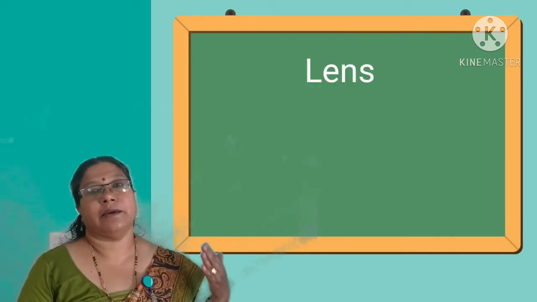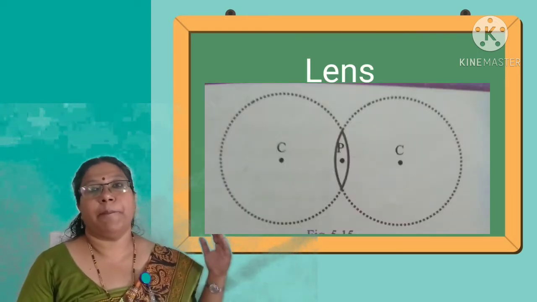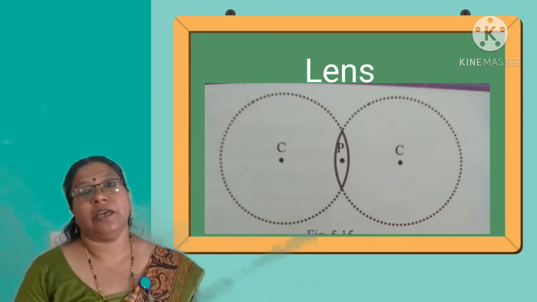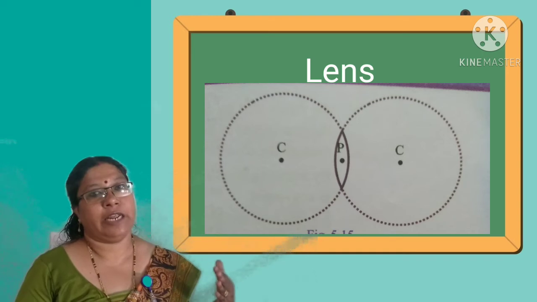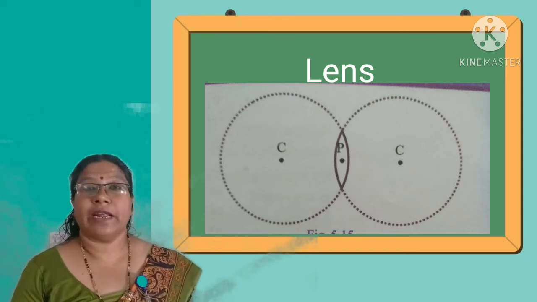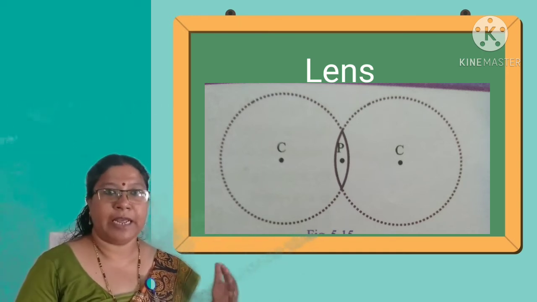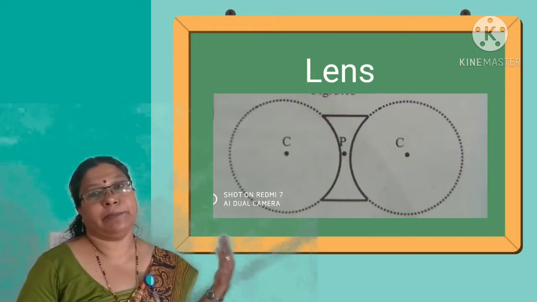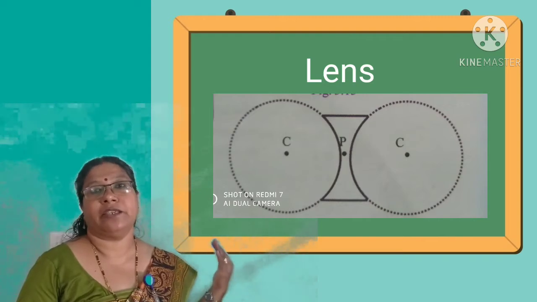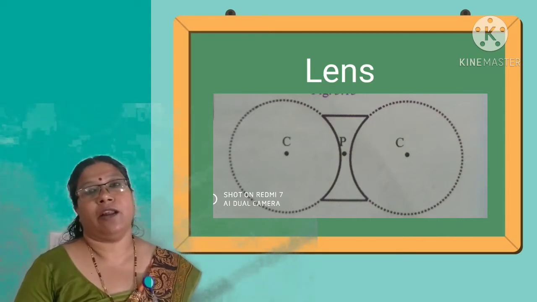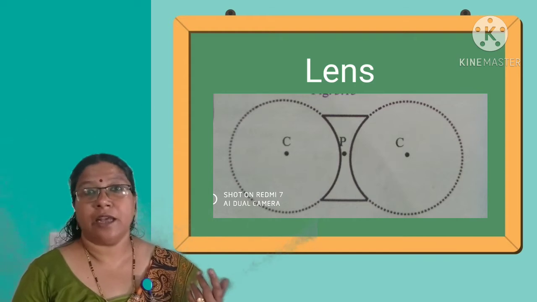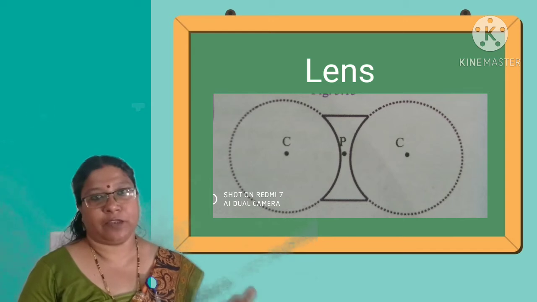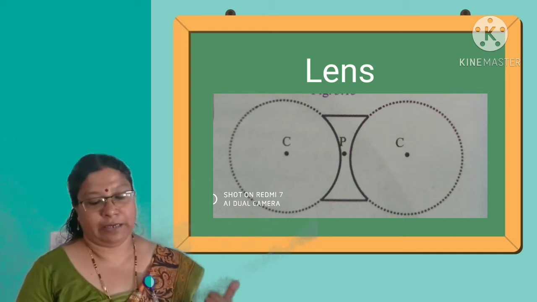Convex lens can be got by interlocking two spheres. As you see in the picture, when two spheres are interlocked with each other, you will get a convex lens. And similarly, in the next figure, when two spheres are kept near each other, the middle portion enclosed within them is a concave lens. So these are the two types of lens, convex lens and concave lens.